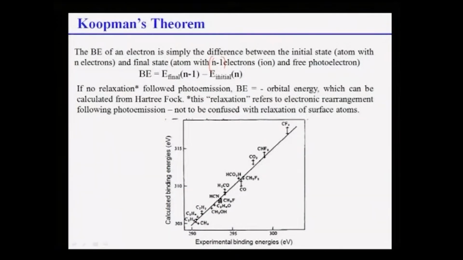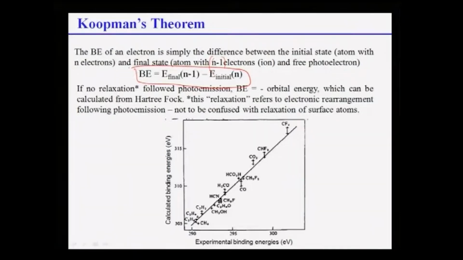So what is the binding energy change? Binding energy is basically E final (n minus 1) minus E initial (n). That is the equation used by Koopman's. If no relaxation follows photoemission, then the binding energy is nothing but the orbital energy, which can be calculated from Hartree-Fock theory. Basically this is a plot of that. Relaxation is nothing but electronic rearrangement following the photoemission. Please do not confuse it with relaxation of surface atoms.